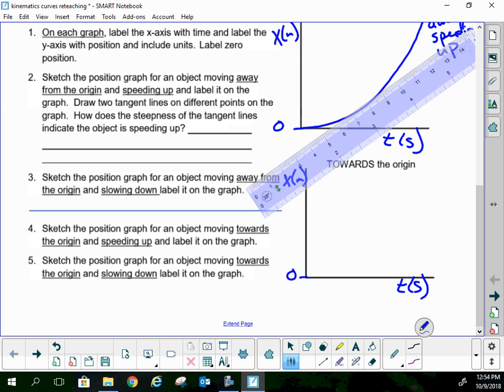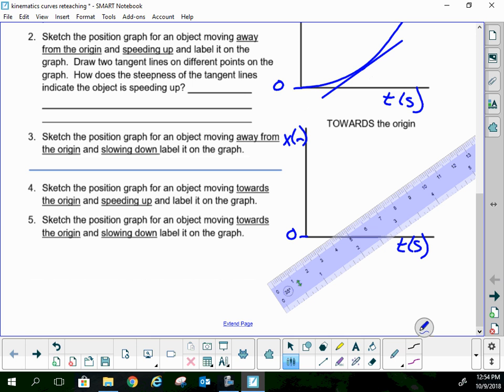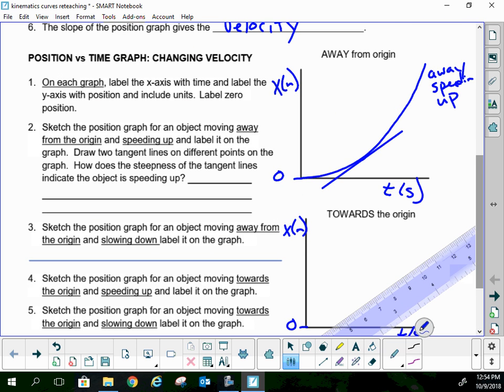I'm going to take my ruler and touch it just at one point. So the point that I'm looking at is that point right there. And notice that my ruler just touches the curve but doesn't cross it. That's our definition of a tangent line. And we look at the steepness of that tangent line. That tells us how fast that object is moving at that instant in time. It's also known as our instantaneous velocity.